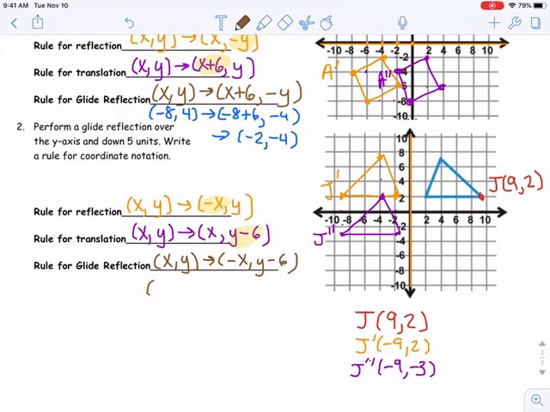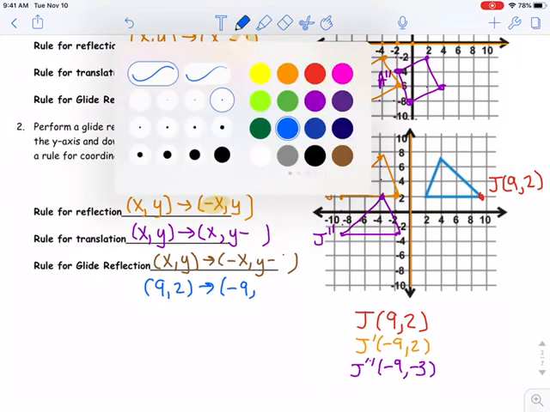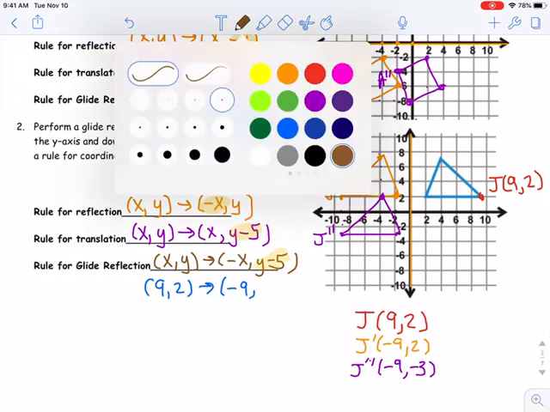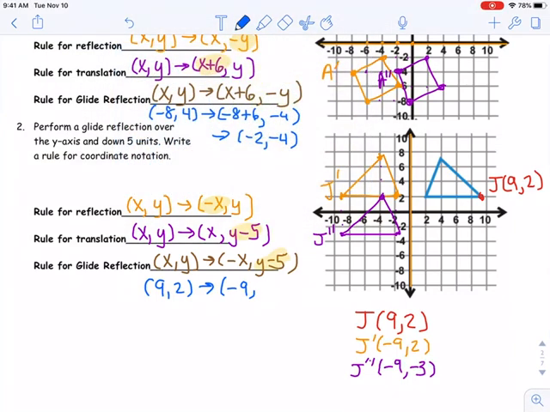And again, if I plug in 9, 2 for fun, I go -9. Hold on, brain fart. Oh my gosh, brain fart from a long time ago. That was down 5. Hopefully you caught my mistake. I'm so embarrassed. All right. It's 2 minus 5, and it spits out -9, -3, which is exactly where we should land. All right. Stay tuned for more.